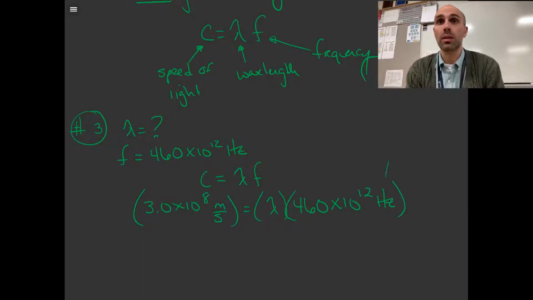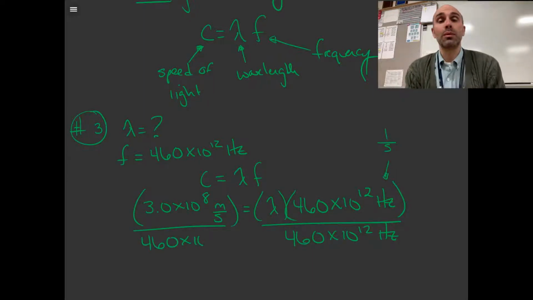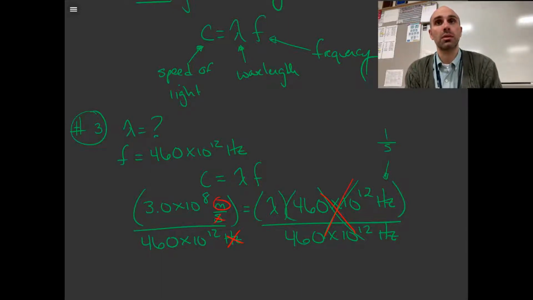In order to solve for lambda, we now need to divide. Remember, hertz is per second. So we need to divide both sides by 460 times 10 to the 12th hertz. In doing this, we will be able to cancel out the right-hand side of the equation. We like to cancel in red. And now our hertz also cancels out with our seconds, and we're left with just meters. This will give us a wavelength in just meters.